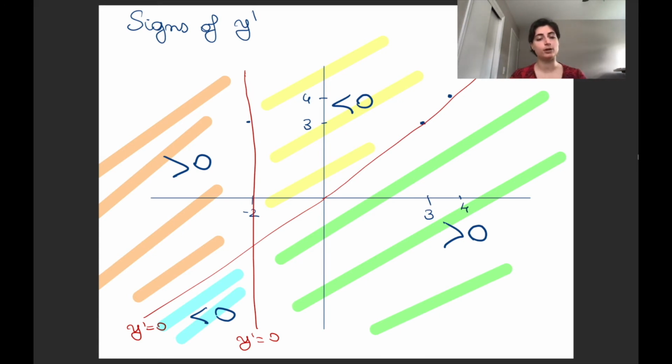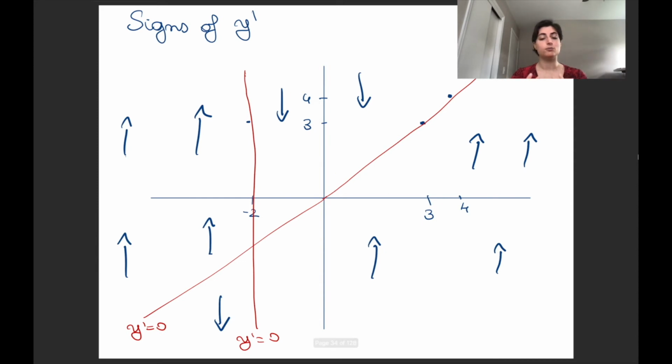And the sign of y prime gives us some information about how we're moving in the vertical direction. So for example, in the green area, we found that the sign of y prime is positive. That means that y is increasing in this green area, but it is decreasing in the yellow area, for example, because there we found that y prime is smaller than 0. In the middle, we have the null line that is dividing the areas in which y prime is positive and the areas in which y prime is negative.